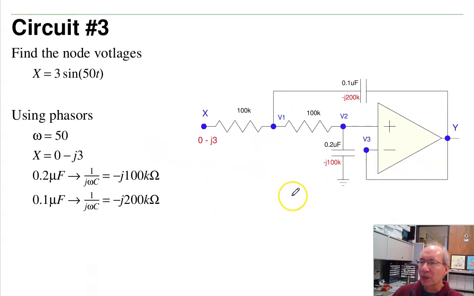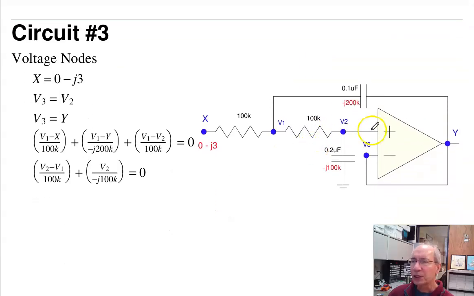One more example. If I have this circuit, find the voltages X, V1, V2, V3, and Y. Again, the first step, if X is 3 sine of 50t, is to represent everything in terms of phasors. So X becomes 0 minus j3. Omega is 50, so this is 1 over j omega C, minus j200k, 1 over j omega C, minus j100k. So there's your phasor representation.